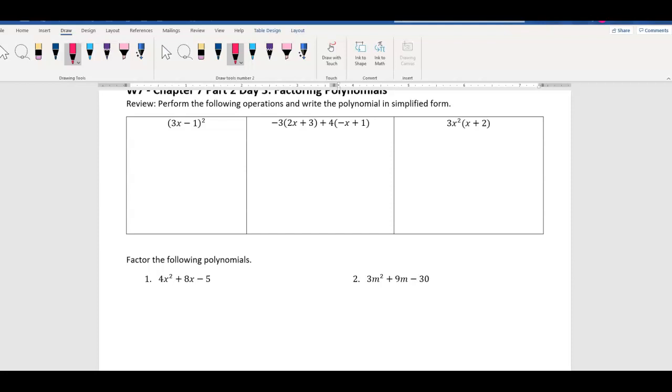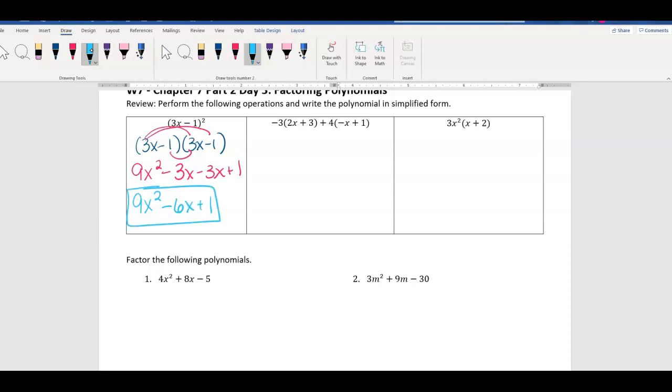We're going to start the day again by reviewing. So I am going to multiply this binomial. I'm going to go ahead and write this out as 3x minus 1 times 3x minus 1. When I distribute, 3x times 3x is 9x squared. 3x times negative 1, negative 3x. I'm going to get the same thing in here and a positive 1 on the outside. 9x squared minus 6x plus 1.